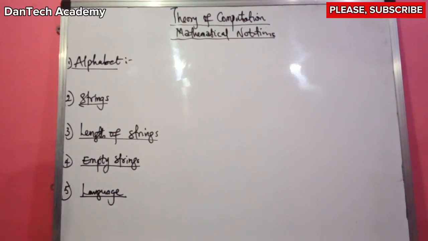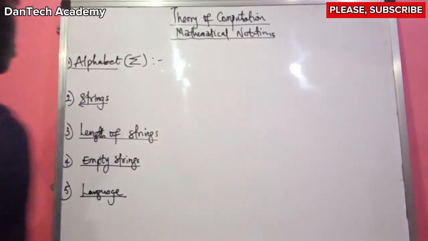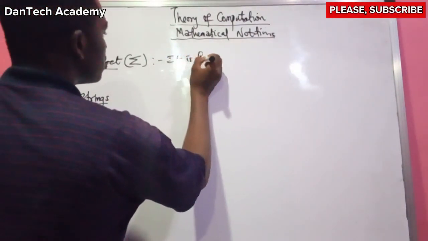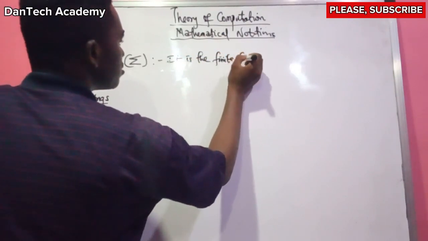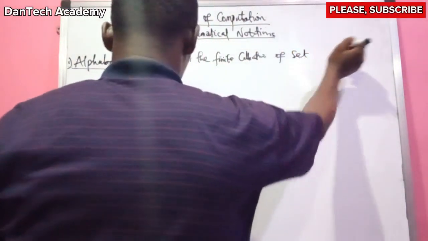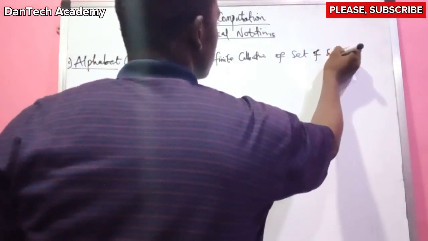The first one we have here is alphabets. Let me give you the meaning. An alphabet can be defined as a finite collection of sets of symbols, and it is denoted by sigma.